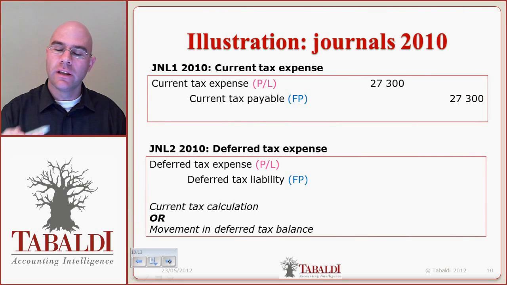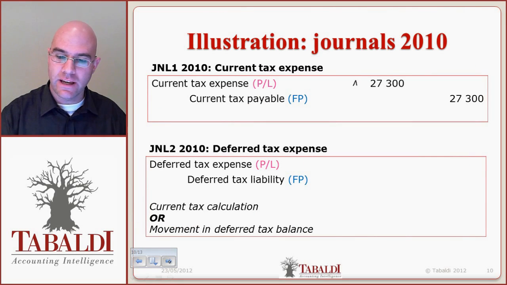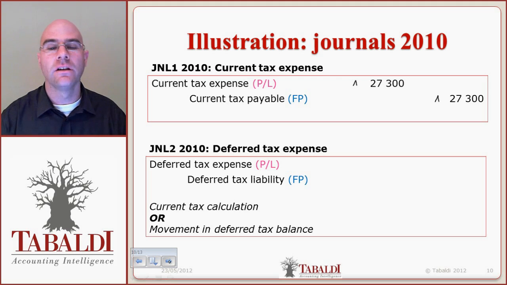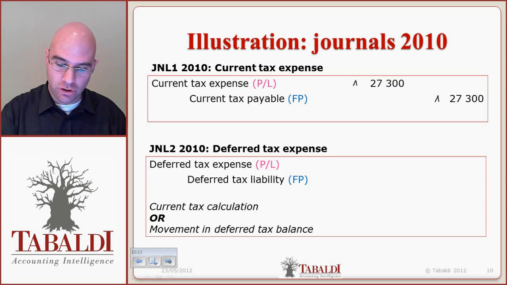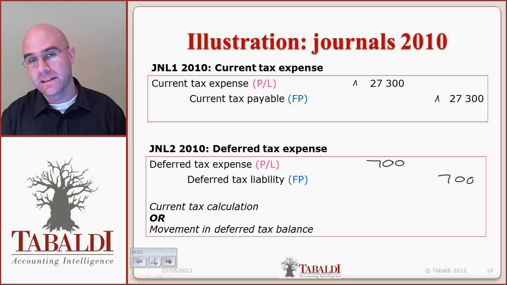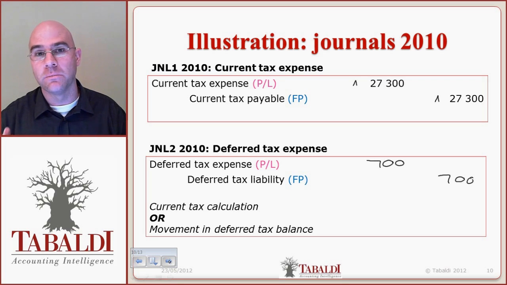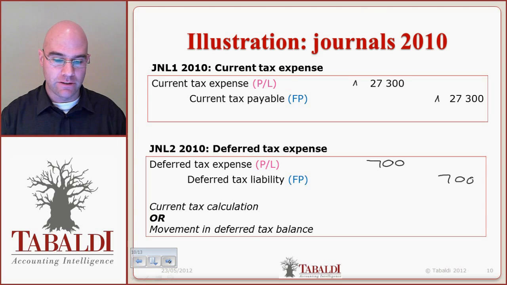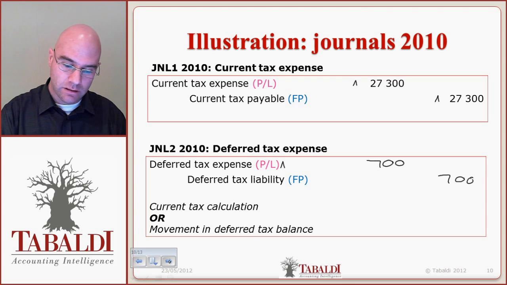We've done these journals. The first year, I've raised a current tax expense of 27,300 and a current tax liability of 27,300. The deferred tax expense side, I've just shown you that journal, year 2010, we increased the expense by 700 and created a liability through a liability movement of 700. Debit the expense, credit the liability.